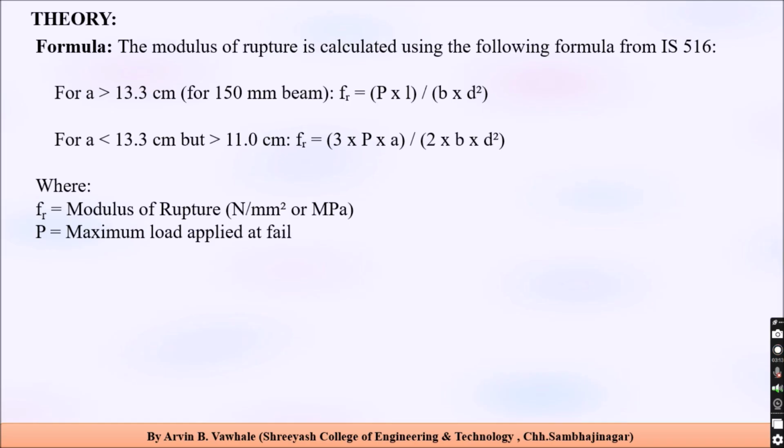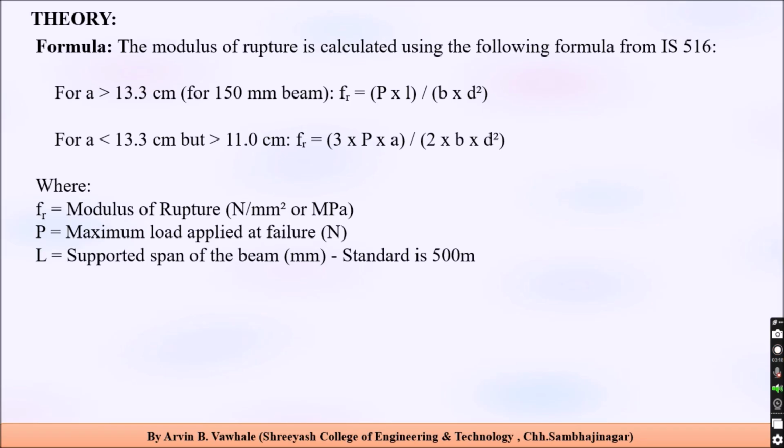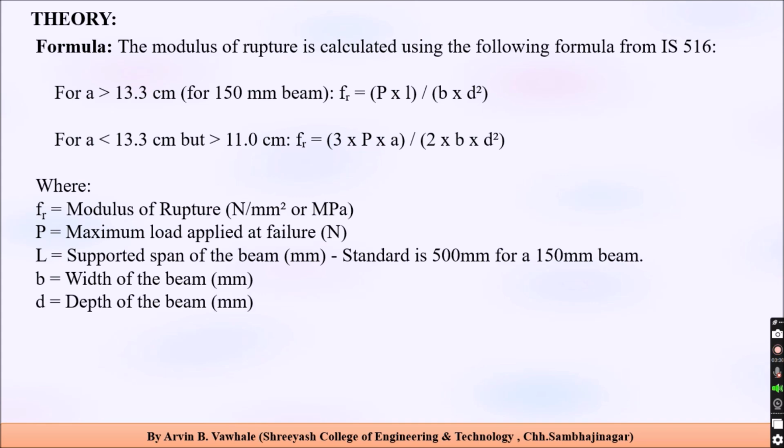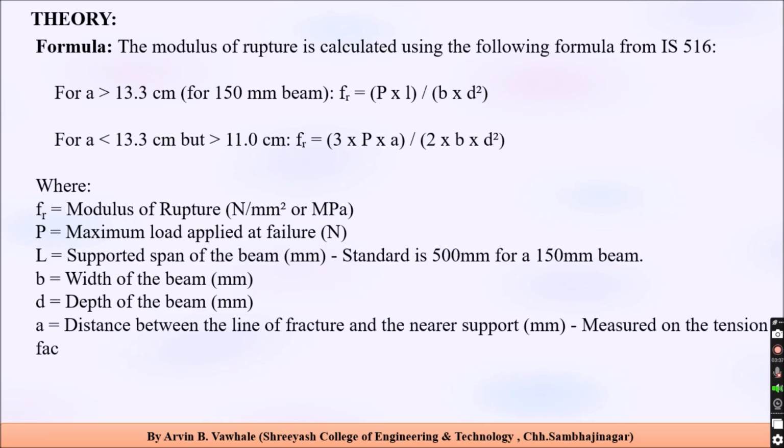P: maximum load applied at failure, Newton. L: supported span of the beam, millimeter. Standard is 500 millimeter for a 150 millimeter beam. B: width of the beam, millimeter. D: depth of the beam, millimeter. a: distance between the line of fracture and the nearer support, millimeter, measured on the tension face.